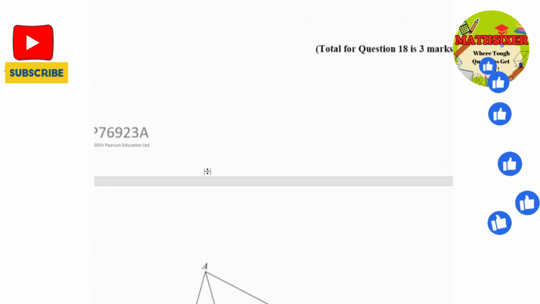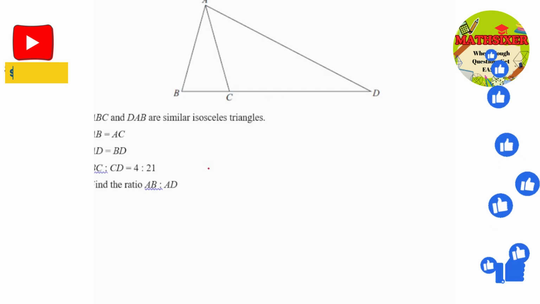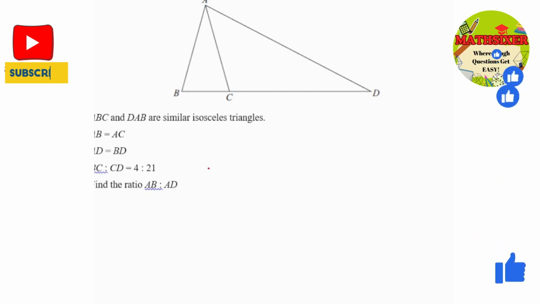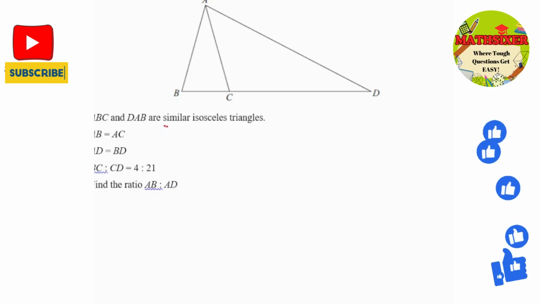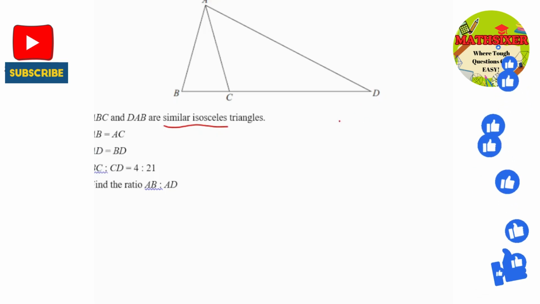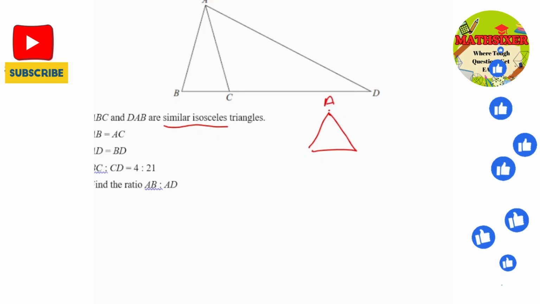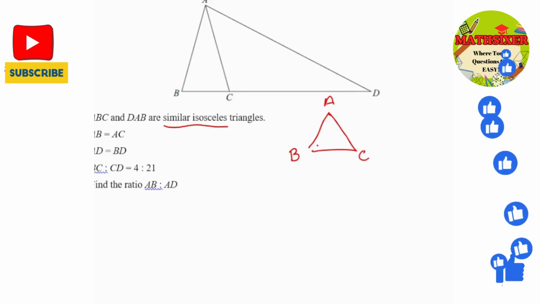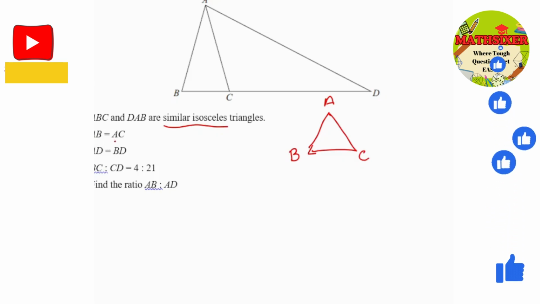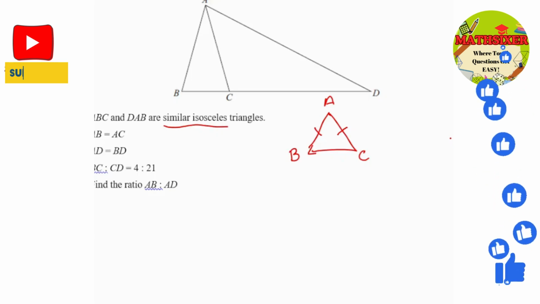Okay. Let's move on to question number 19. ABC and DAB are similar isosceles triangles. So they are similar triangles and they are isosceles as well. Let's draw a simple triangle. So this is A, B, and C, where AB is equal to AC. So let's say this is an isosceles triangle.